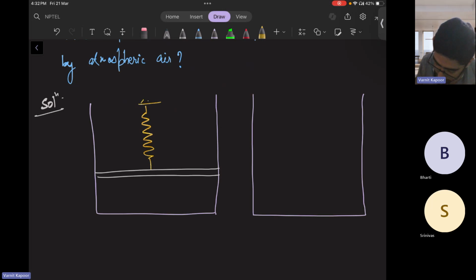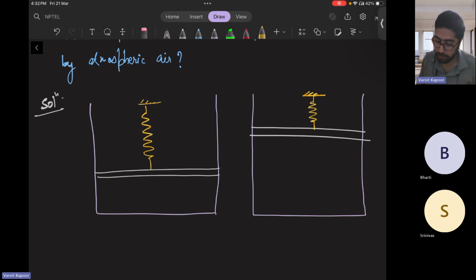Now this has been compressed to some state, so the spring will get compressed from this state to this state. Initially it is acted upon by ambient pressure P naught. Finally, it is also acted upon by P naught. The initial pressure inside and volume are given: P1 is 1 atmosphere and the volume is 20 centimeter cube.